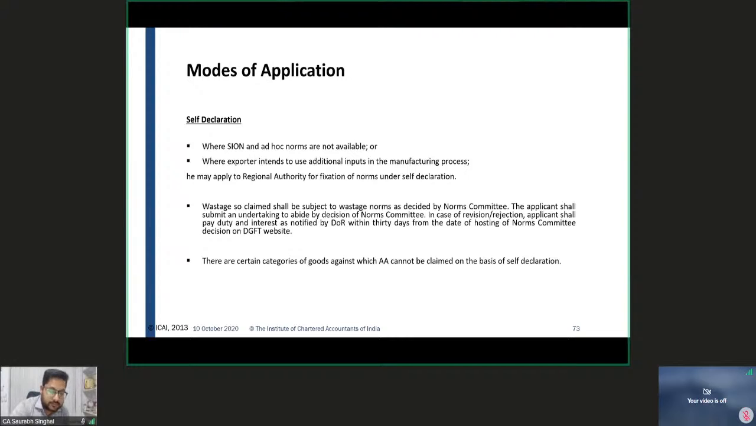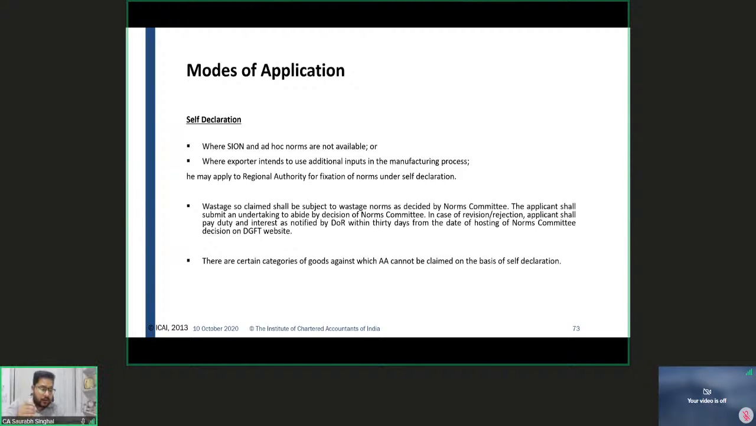Then there is a third process. The third process is the process of self-declaration. Suppose there is a case wherein I have got an export order and I have to fulfill that order within one week. Now I can't wait for applying for an authorization and then getting it and then importing and exporting. No. What do I do? I apply for an advance authorization based on self-declaration.